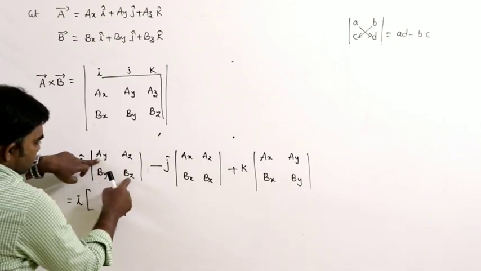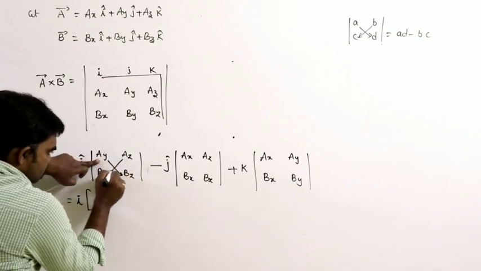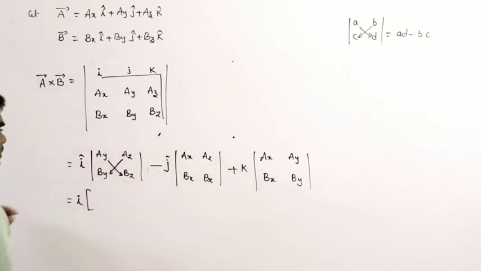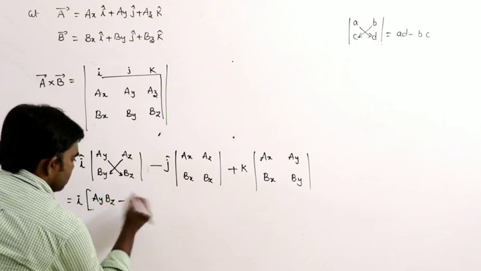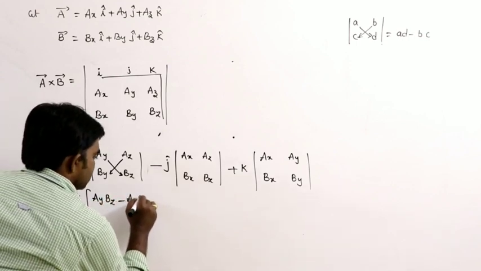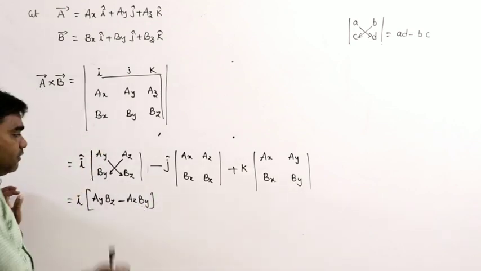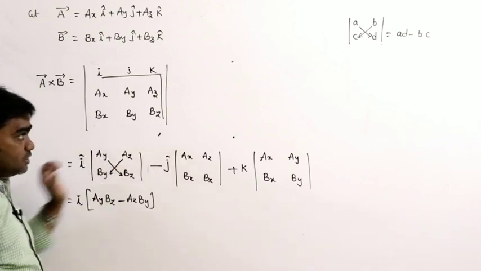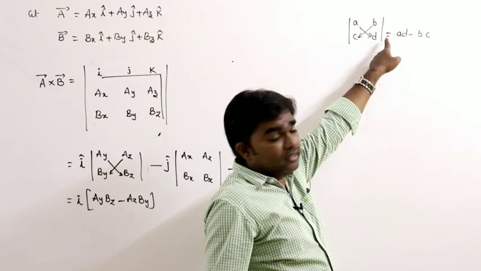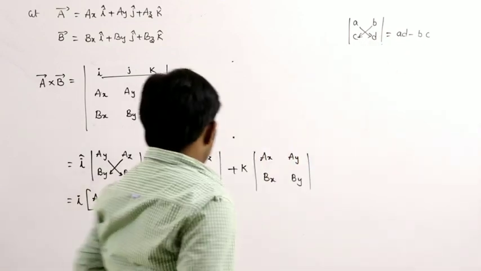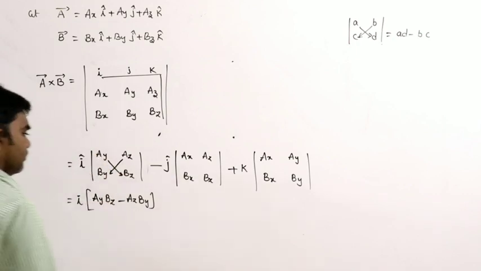In the same way, based on that, let us say A, B, C, D. AD minus BC. That means AD, that is AY, BZ minus AZ, BY. So AD minus BC, just like this. If it is A, B, C, D, how can you write the determinant? Means AD minus BC. So this is AY, BZ minus AZ, BY.